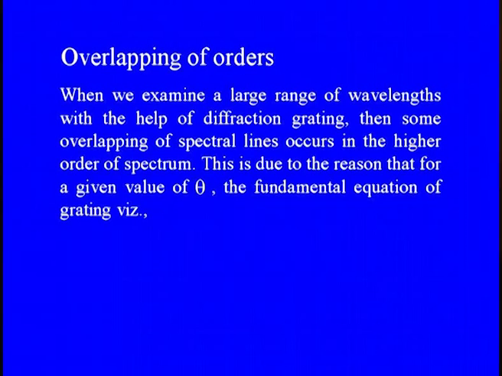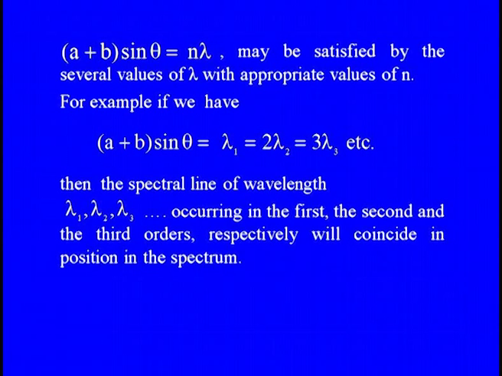Now, let us discuss the overlapping of orders. When we examine a large range of wavelengths with the help of a diffraction grating, some overlapping of spectral lines occurs in the higher orders of the spectrum. This is because, for a given value of theta, the fundamental equation of the grating, (a + b) sin theta = n lambda, may be satisfied by several values of lambda with appropriate values of n.